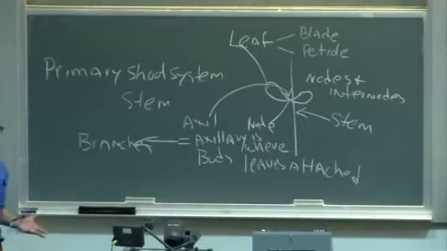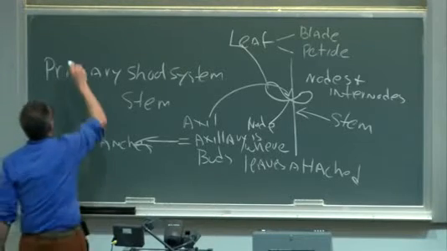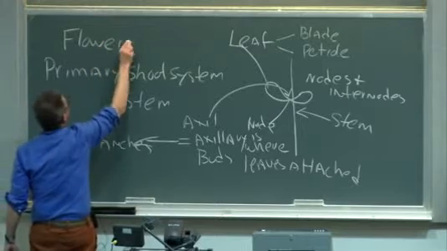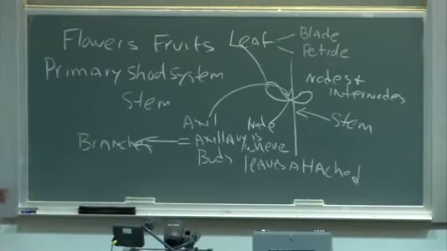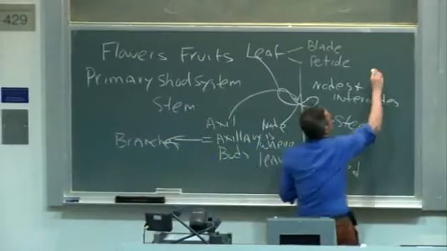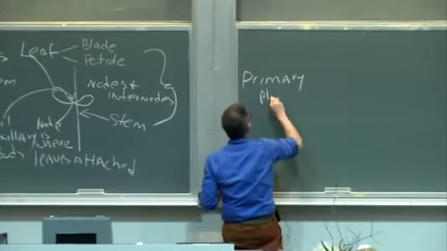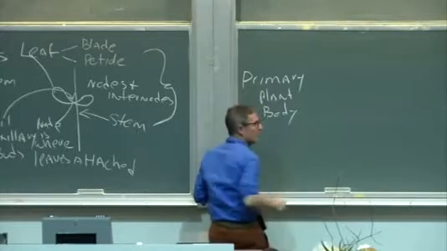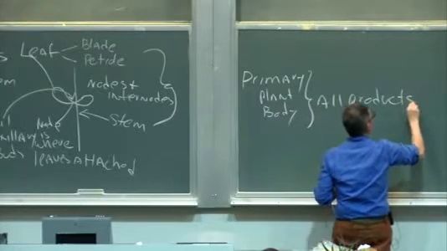There are only two other tissue types or organ types we need to add to this picture to get the shoot system. And those two other types, which we're going to discuss at more length a little later in the class, are flowers and fruits. Taken together, flowers, fruits, the stem with its nodes and internodes, and the leaf with its blade and petiole, and the axillary bud, all of these constitute the primary plant body. That is, they are all products of the apical meristem.